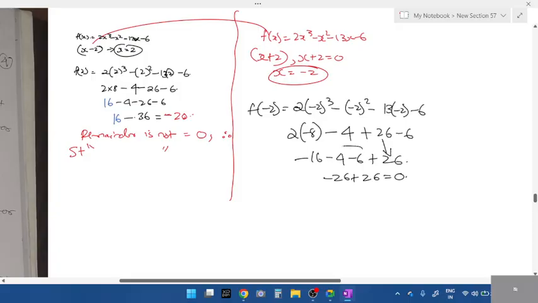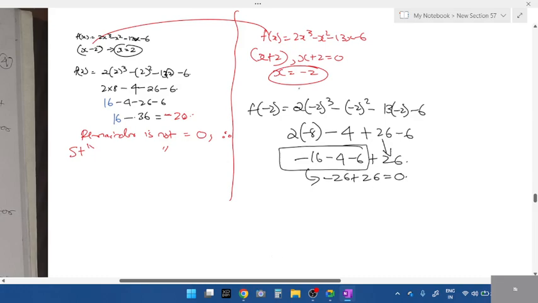No, no, I have taken all the negative ones. Do it however you want, you should get 0. Plus 26 I kept as it is, minus 16 minus. So 0 is the answer, students. I have taken all the negative values and I have written.